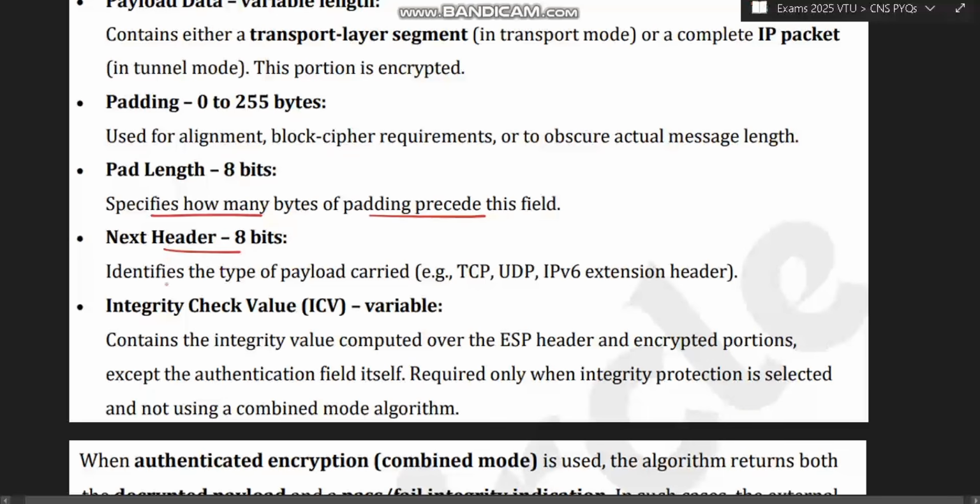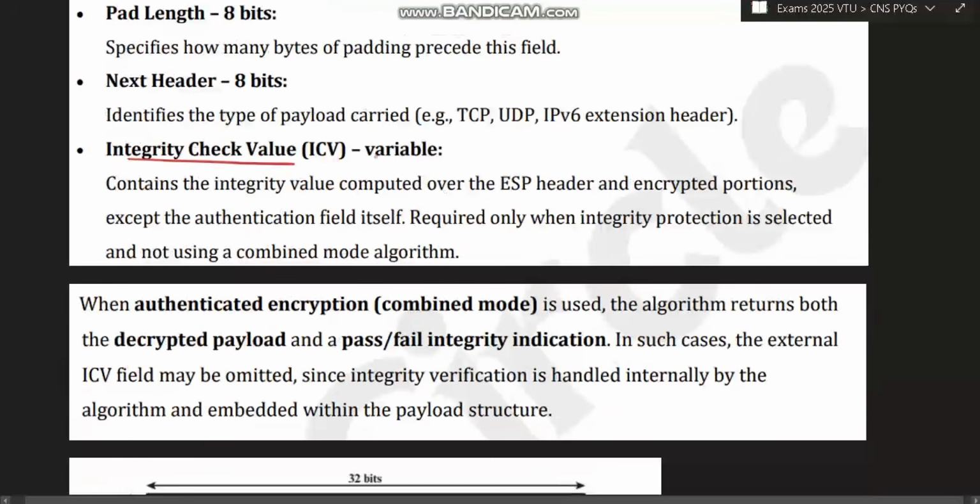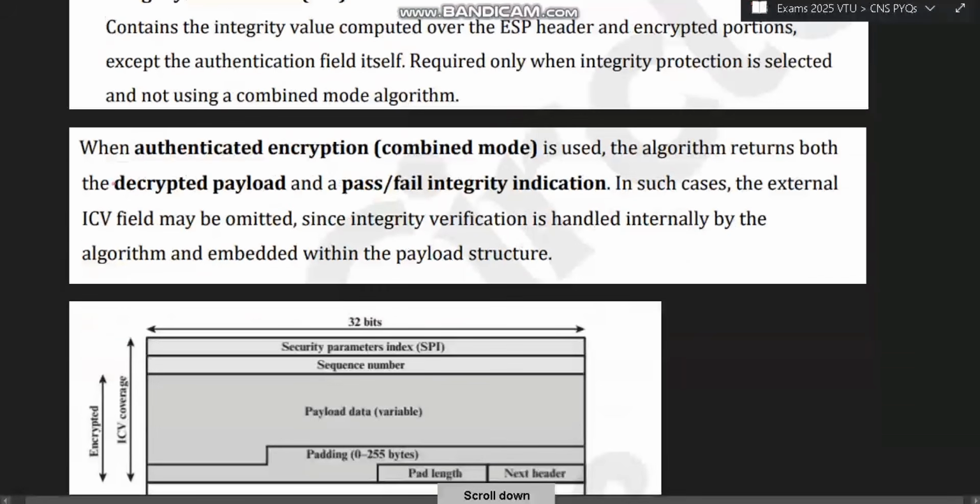Pad length is 8 bits and specifies how many bytes of padding are preceding this field. Next header is 8 bits and identifies the type of payload carried, whether it is TCP, UDP, or an IPv6 extension header; whichever type of payload is carried will be shown here. And finally is the integrity check value, ICV. ICV is a computed value over the ESP header and encrypted portions, except authentication. It is required only when integrity protection is selected and not using a combined mode algorithm. When authenticated encryption combined mode is used, the algorithm returns both the decrypted payload and a pass/fail integrity result.